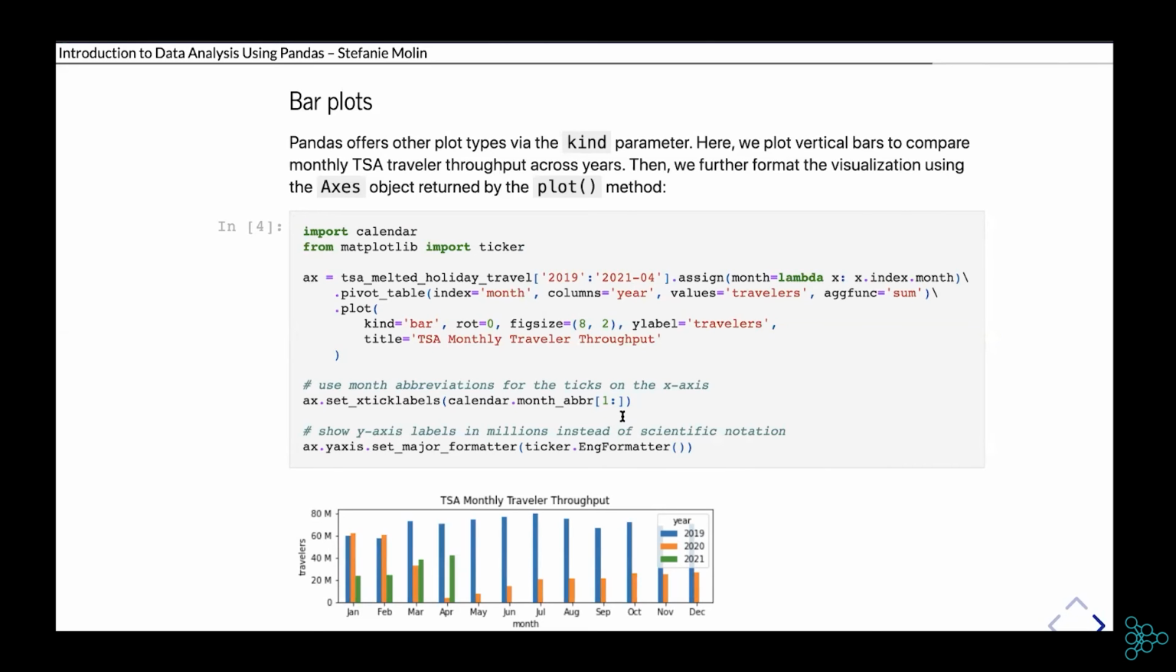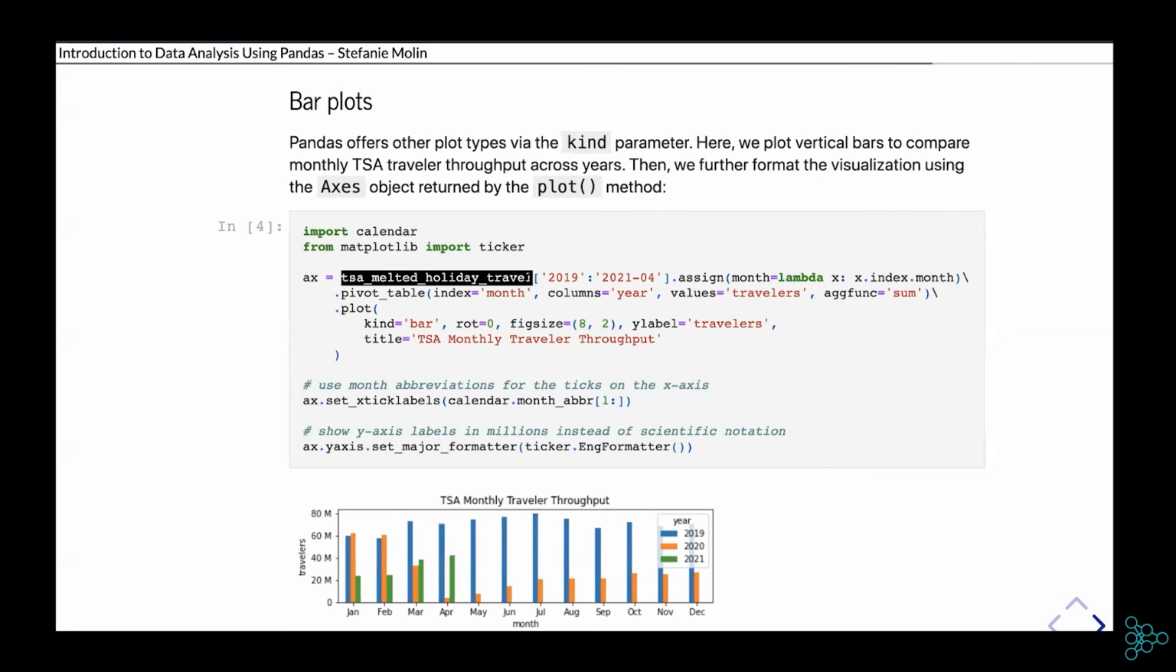And then we're going to format this a little further by using that axes object that got returned that we were just looking at. So we need to import a couple of things for this example. The first, we're going to import from the Python standard library, the calendar module. This will help us provide a month abbreviation instead of using a month number. And then we're going to import from matplotlib the ticker module, which helps us format the tick labels along the axes. And now we're ready to create our plot.